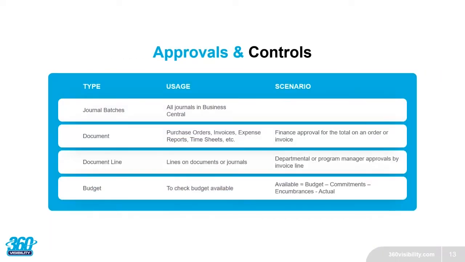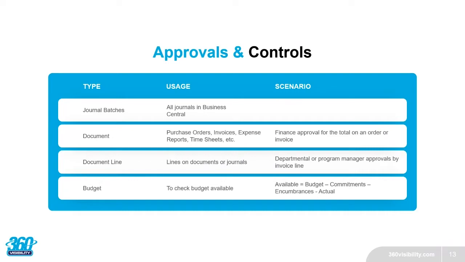And then our last key bucket of functionality that we're going to dive into are approvals and controls. And there are a number of things in the system that help with this. There are approvals themselves, which again can go on to a document, to a specific line on a purchase invoice, for example. There are budget controls set up and budget approvals, or you can send entire batches for approvals. We're also going to talk about business rules and some security things that are also part of the control bucket.